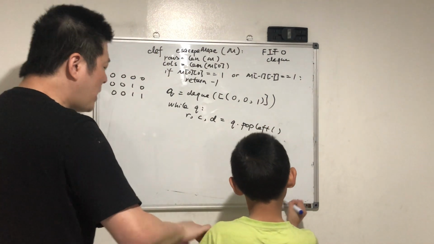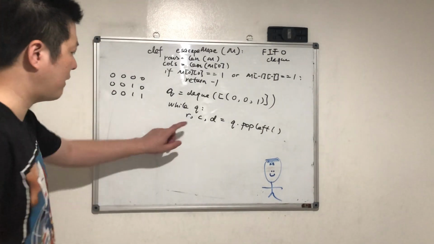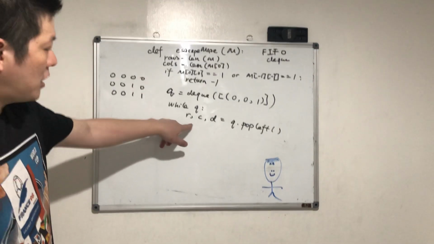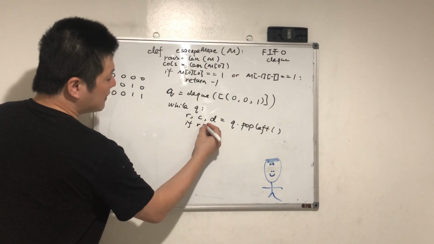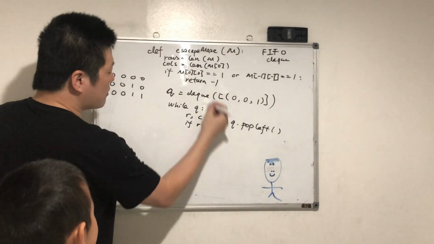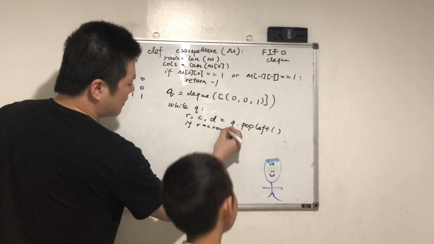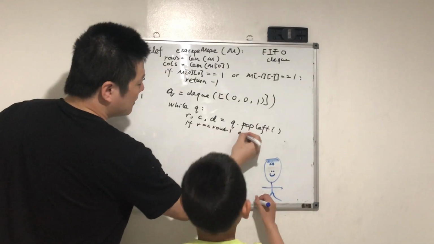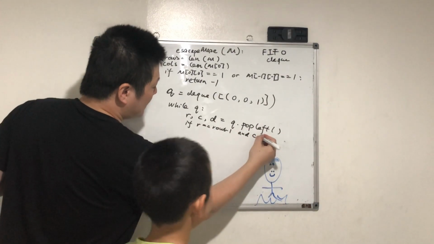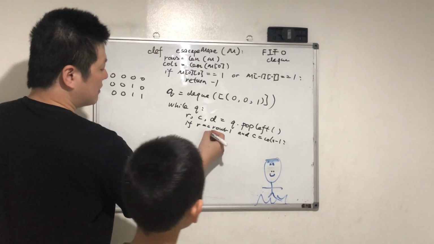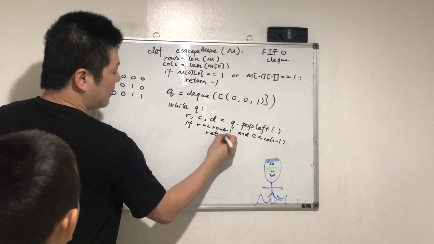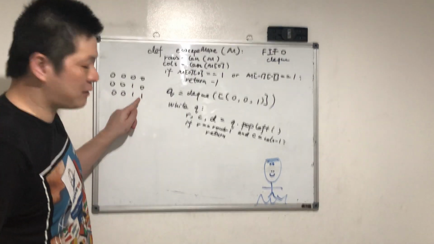Okay, can we focus? Go on the drawing, okay? Look here. Look, if r equals rows minus 1 and c equals columns minus 1, what does it mean? If r and c is this one, what does it mean?